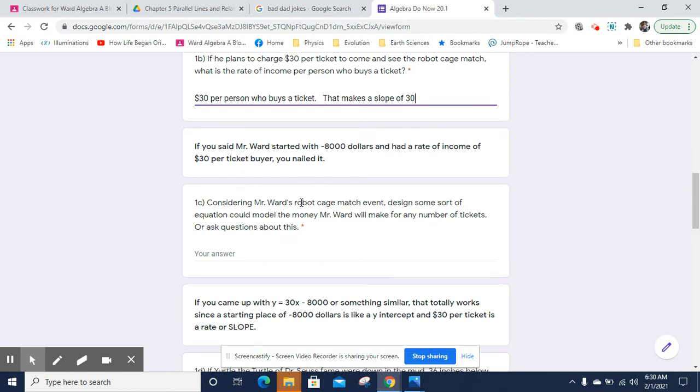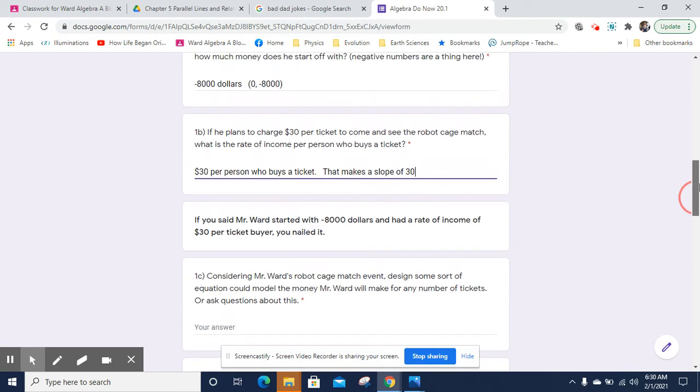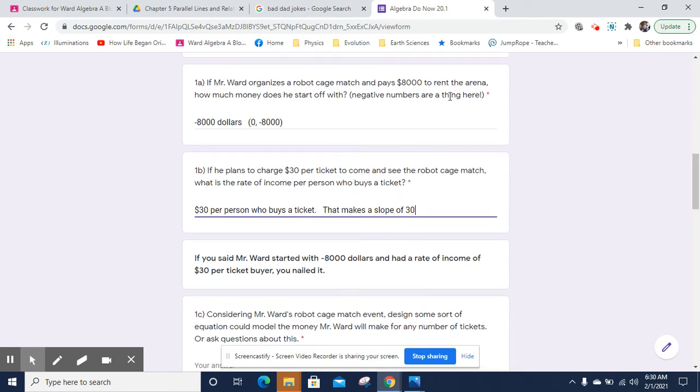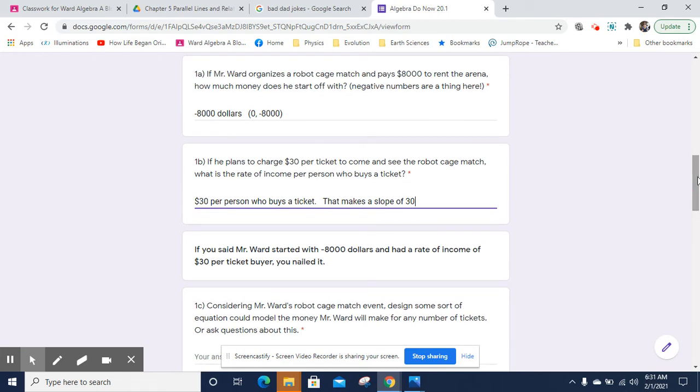So considering the robot cage match event, design some sort of equation that could model the money Mr. Ward will make for any number of tickets. Or ask questions about this. So let's just consider our information. We have an initial amount of being in debt $8,000. So that's like a y-intercept. And then we have a rate. That's like a slope. And we've worked with 4 different types of equations. There's slope-intercept form, there's intercept form, there's point slope form, and there's standard form.